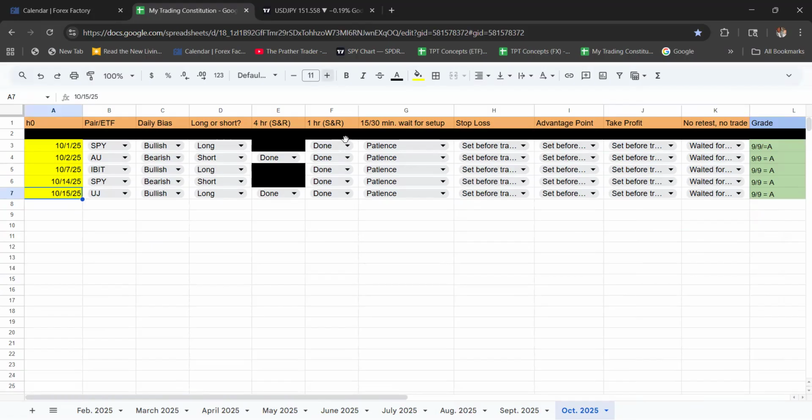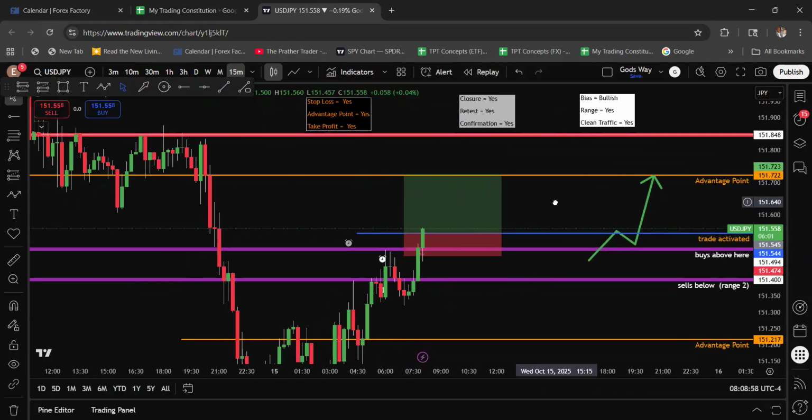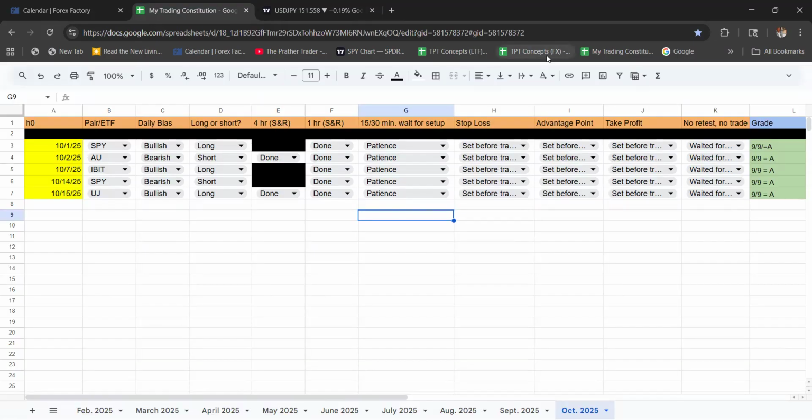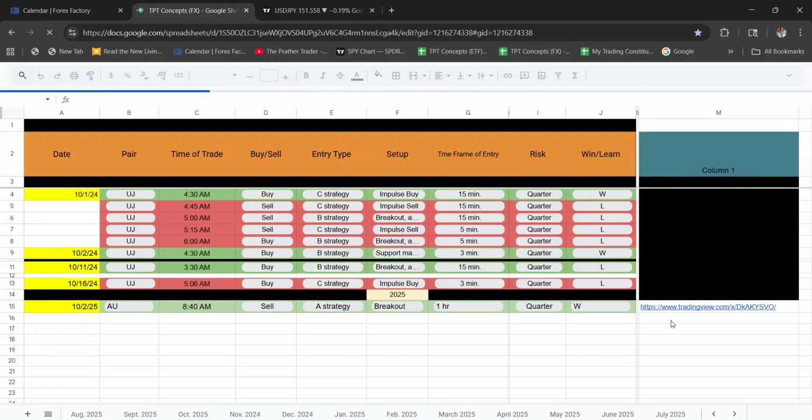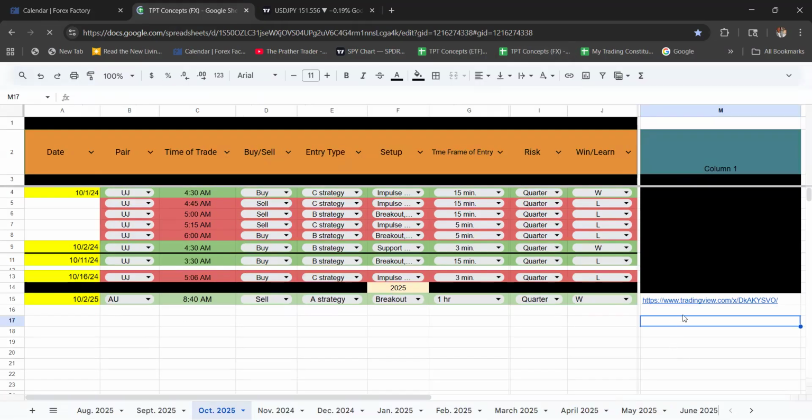That was an A setup. I mean, you got a grade A for the day, and it was an A setup, you know what I mean? A mixture of both. So now let's go journal the trade, which is pretty simple. I took a picture of it. I'll put it right here.